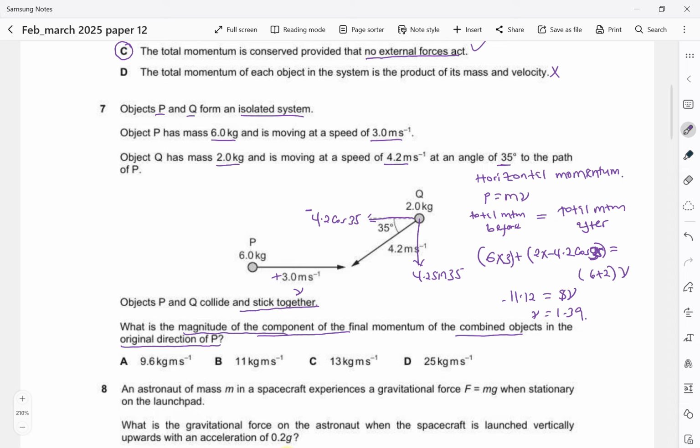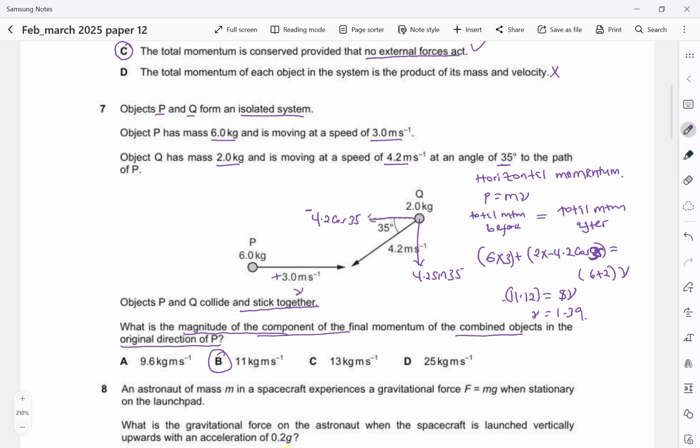Because momentum is conserved, total momentum before collision is this. It should be the same as total momentum after collision. So the answer is going to be just 11. Total momentum is just 11 because total momentum before collision is the same as total momentum after collision.